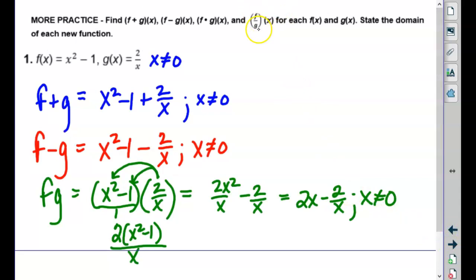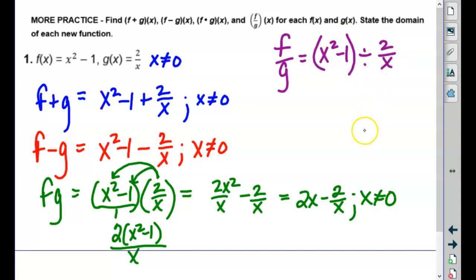The last one is f over g. So I'm going to write that as a division the first time I write it, because it's x squared minus 1 being divided by 2 over x. What do you do when you divide fractions? Multiply and flip. Which one do you flip? First one or second one? Second one. You multiply by the reciprocal. So you change it to multiply and you flip the second one.